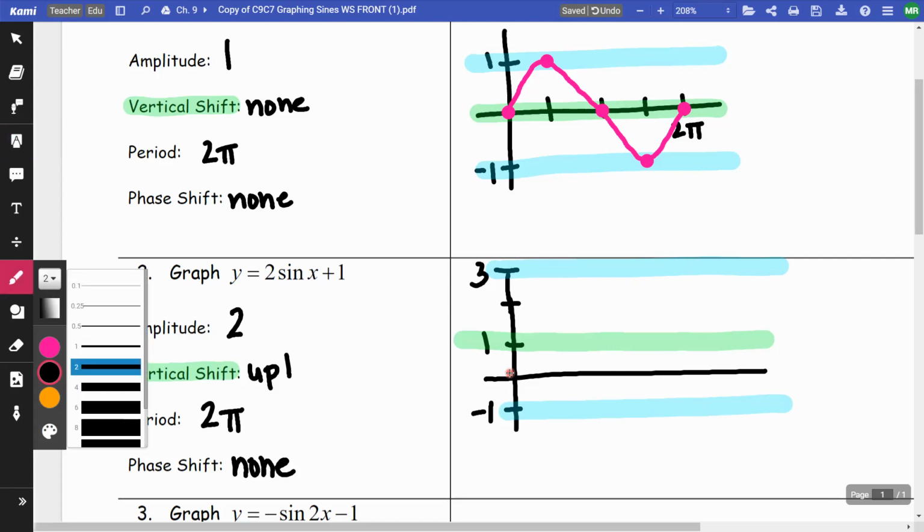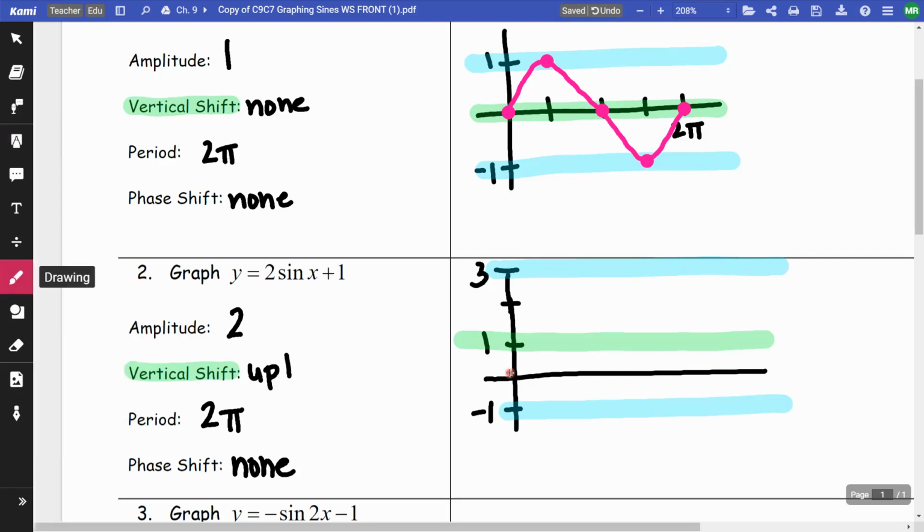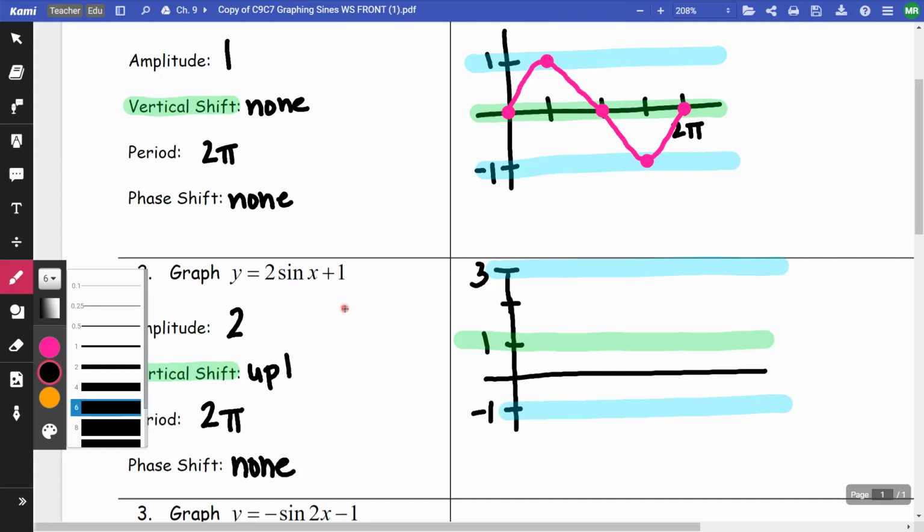So when I'm graphing this, again, I start it. Oops, I forgot to draw in my x-axis. So I always do 5 marks, 5 points. You start here, that's 1, 2, 3, 4, 5. And that's going to be 2 pi.